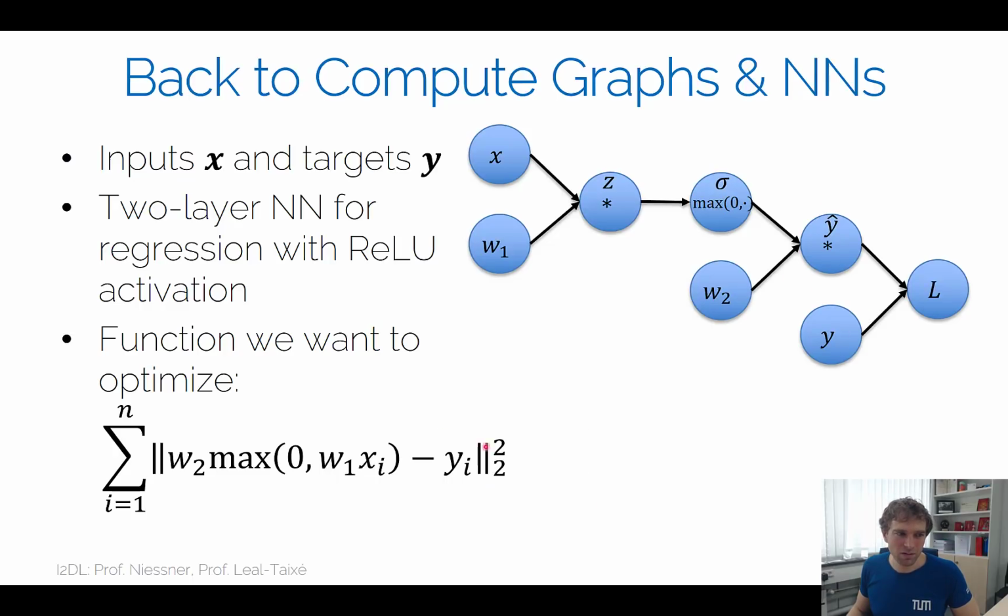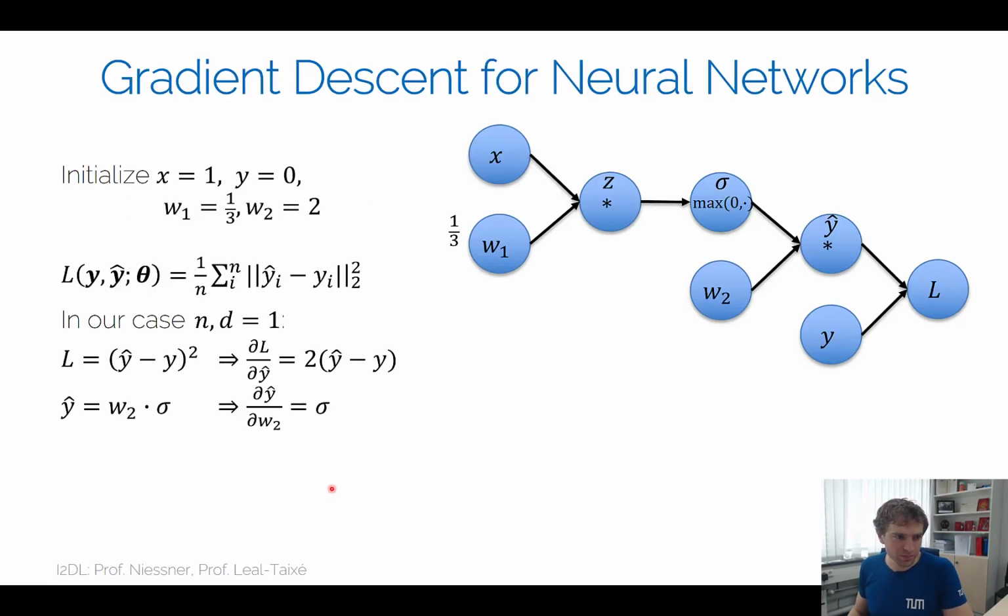And now what we want to do is optimize that function. We want to optimize with respect to what? With respect to the weights, of course. With respect to the weights and biases. Again, biases are omitted here, and that's what we want to do.